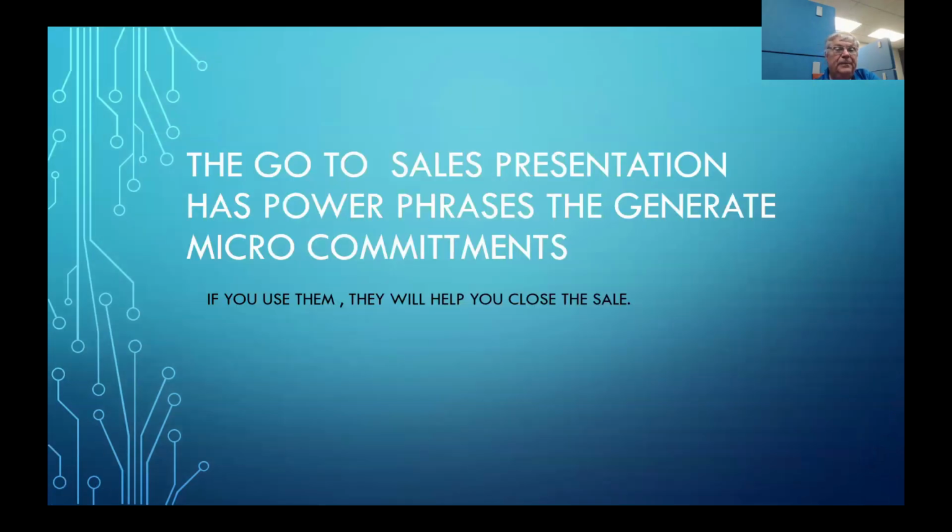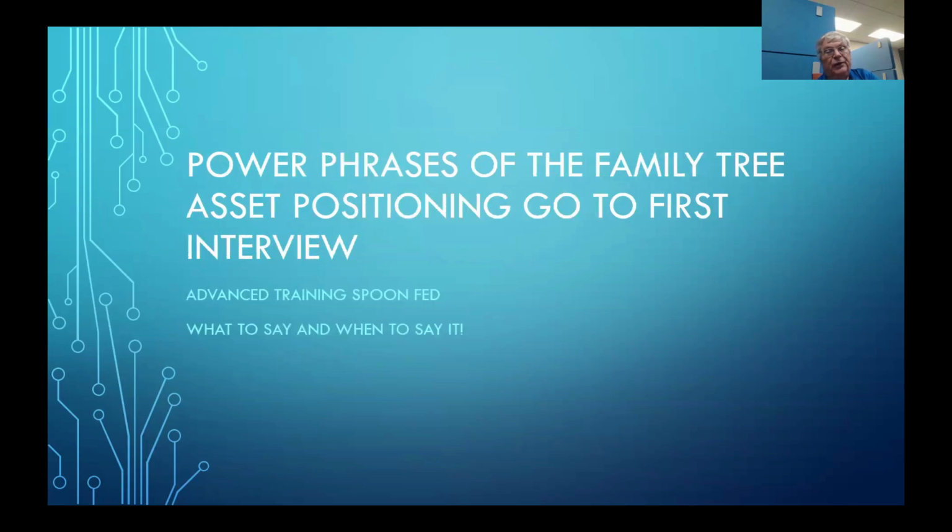So anyway, the go-to sales presentation has power phrases that generate micro commitments. If you use them, they will help you close the sale. So power phrases of the family tree asset positioning go-to first interview. You've got a list of them. Rick, what chapter are they on? Is it chapter 21, 22, 20, 23? 21, 22, 23, 24. Chapter 24.